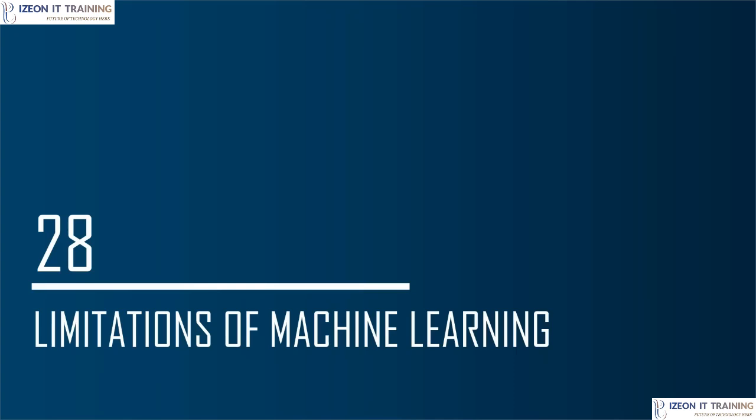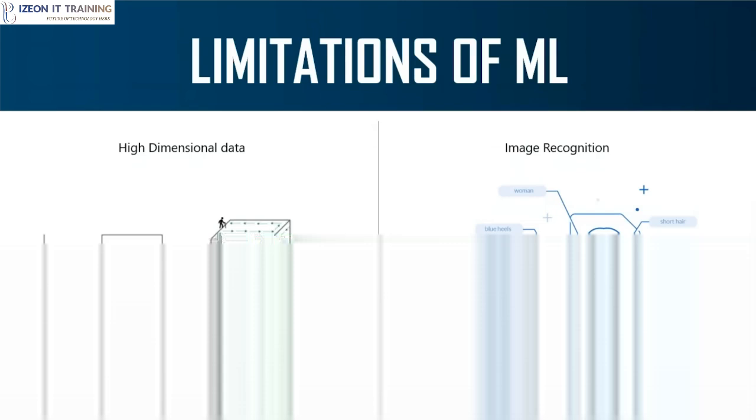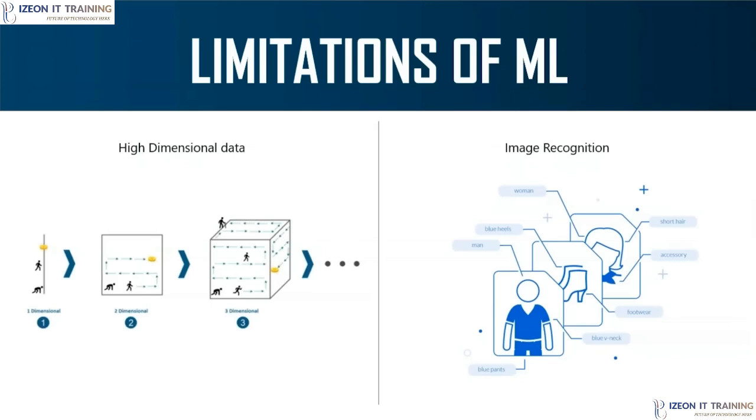Now let's look at our next topic, which is limitations of machine learning. The first limitation is that machine learning is not capable enough to handle high dimensional data. This is where the input and the output is very large. So handling and processing such type of data becomes very complex and it takes up a lot of resources. This is also sometimes known as the curse of dimensionality.